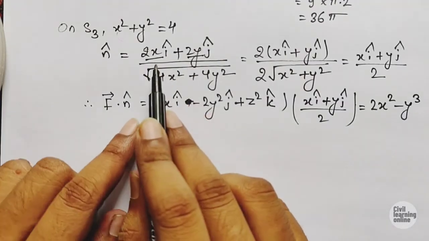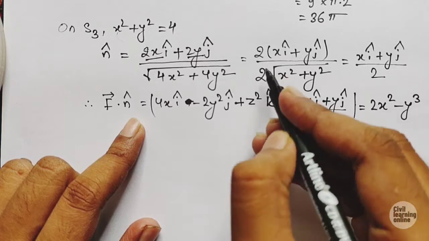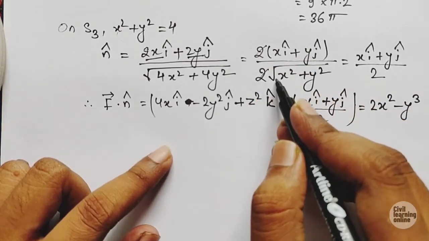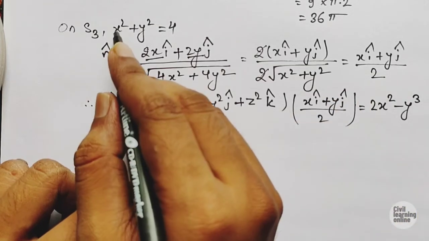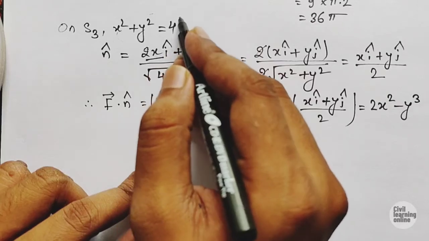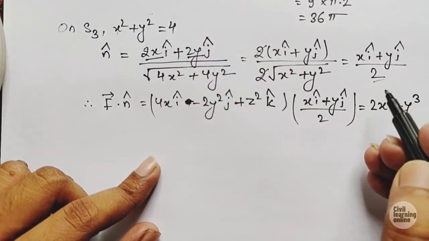Now see here, this 2 and this 2 get cancelled, and in the lower portion we have root under x squared plus y squared. We have x squared plus y squared equals 4, so root under x squared plus y squared will be equal to root under 4. Root under 4 means equals 2, so here it is 2.